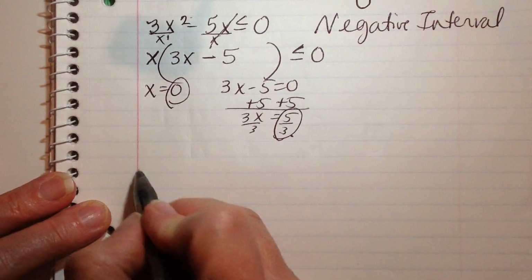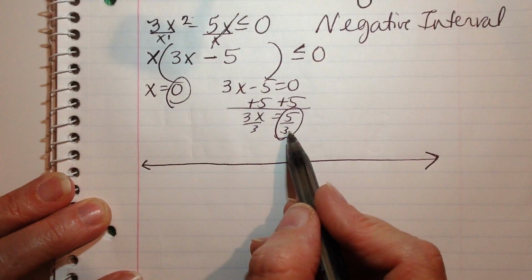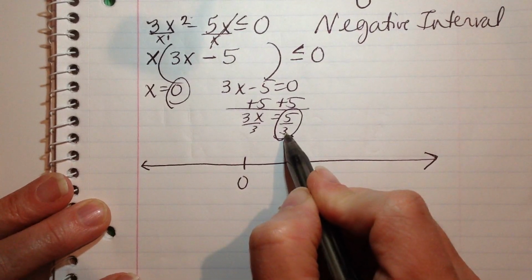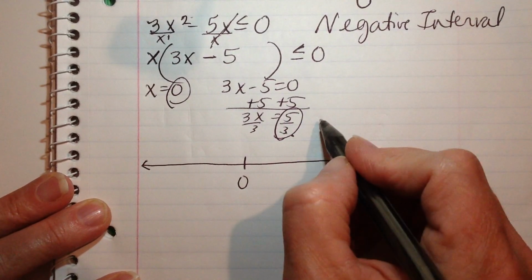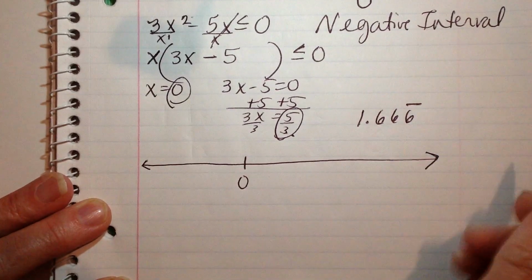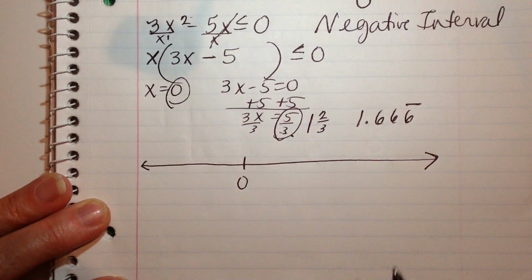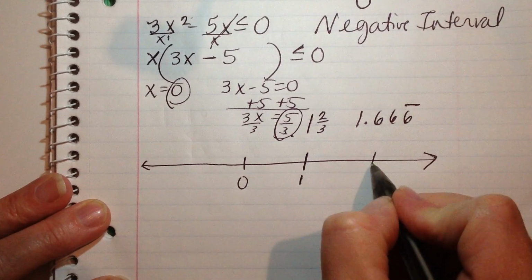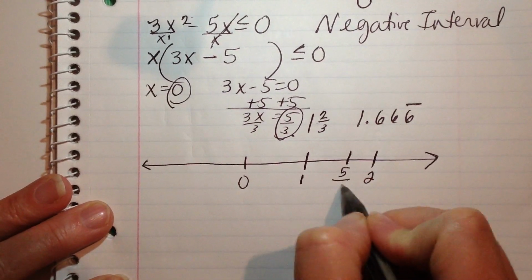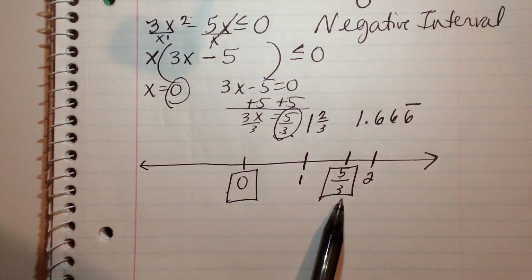All right, so let's use our number line, and let's put the two critical numbers on the number line. Well, here's 0. Now, 5/3. You can punch that in your calculator, 5 divided by 3, and it would be something like 1.666 with a bar over the 6, because this is really 1 2/3, and 2/3 is 0.666. So we're somewhere in between 1 and 2, possibly right here. This is 5/3. So here are my two critical numbers, 0 and 5/3.